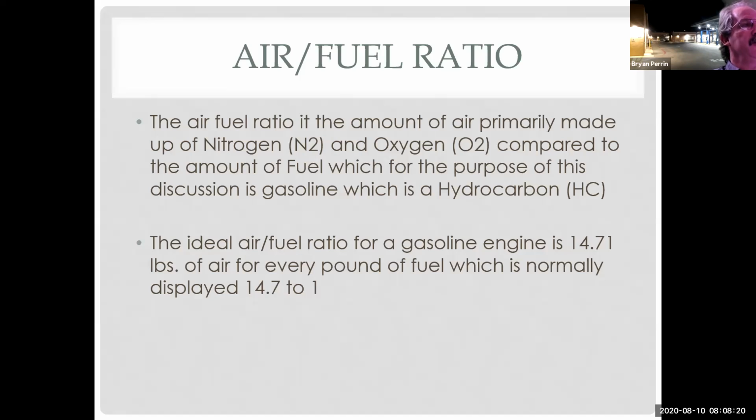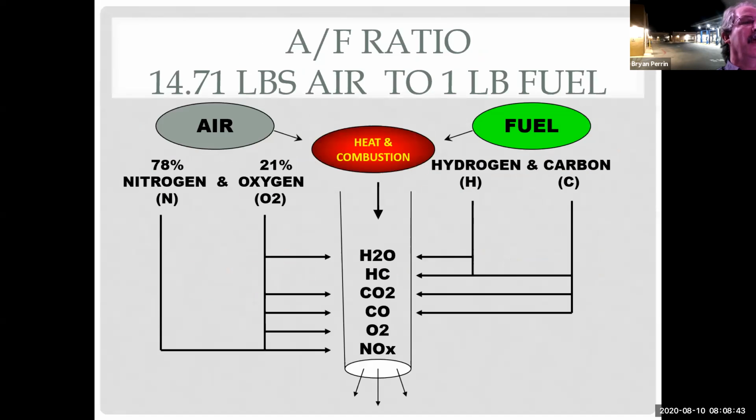So the air fuel ratio is the amount of air, primarily made of nitrogen and oxygen, compared to the amount of fuel, which for the purpose of this discussion is gasoline, a hydrocarbon. The ideal air fuel ratio for gasoline is 14.71 pounds of air for every pound of fuel, which is normally displayed as 14.7 to 1. I showed you this chart before, where we have our hydrocarbons, which is our fuel, and then our air, which is also fuel. Don't forget, I need the oxygen in the air. That's part of my fuel chemistry. And I'm going to combine my hydrogen with oxygen to make water.